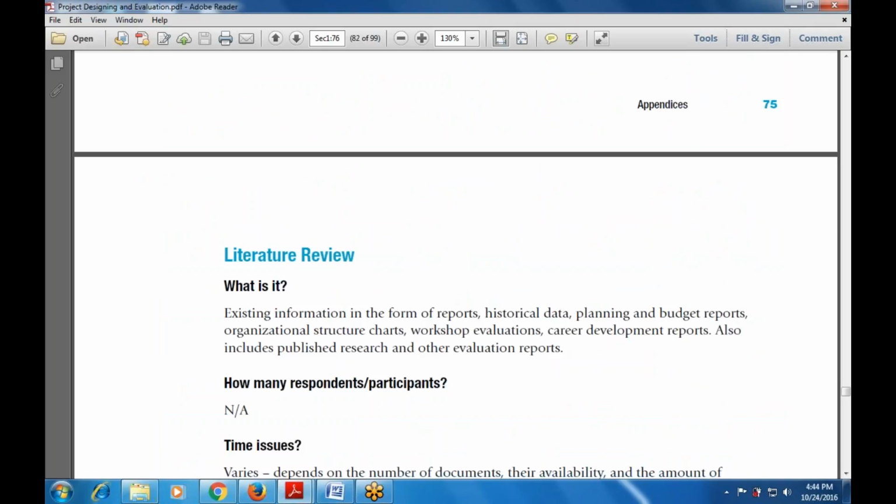What is it? It is existing information in the form of reports, historical data, planning and budget reports, organization charts, workshop evaluation, career development reports. So whatever the report, that may be a historical report, a planning report, a budget, organization structure data, a workshop evaluation, or a career development report, whatever the content that is required, that is a literature review. It also includes published research and other evaluation reports. Published research means whatever report has been published and whatever evaluation criteria, that is a report taken for the literature review.